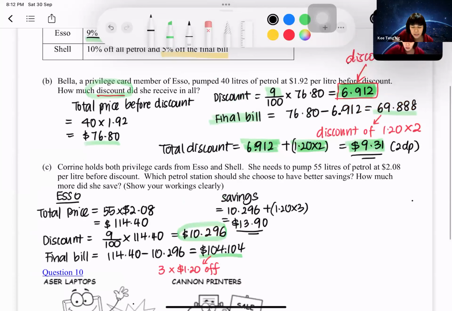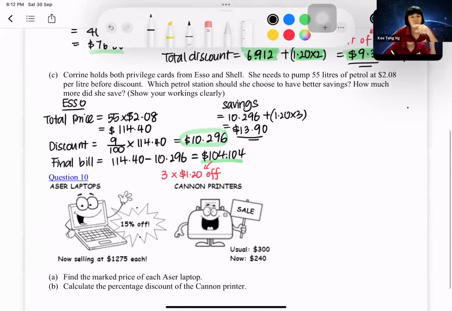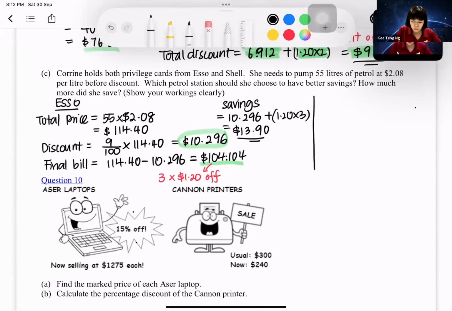What did Shell say? Shell says 10% off all the petrol, then 5% off the final bill. A lot of students will say, oh, 10% plus 5% is 15%. That is not correct, because my final bill would have been discounted already. So the 5% is not of the original number. We must first find the 90% remaining, the final bill first, and then deduct 5% from the final bill. Okay, so do not skip steps. Don't tell me you find 15% and you find the total. That is not correct.